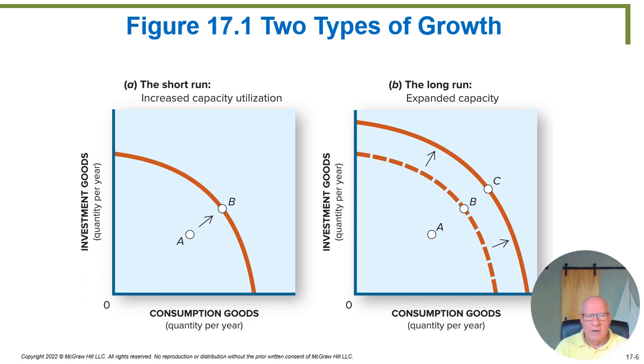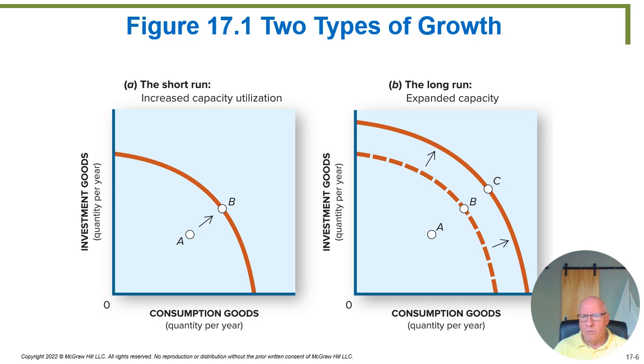So let's take a look here at these two graphs where we can actually see the difference theoretically between the two types of growth. In short-run growth, you notice we're at a point inside the production possibilities curve at point A, and we move toward point B, which is on the production possibilities frontier. Again, that would be an example of, say, having 8% unemployment in an economy that has too little demand, and we stimulate the economy to move from point A out to point B. But of course, we can't move beyond point B. That's just not possible.